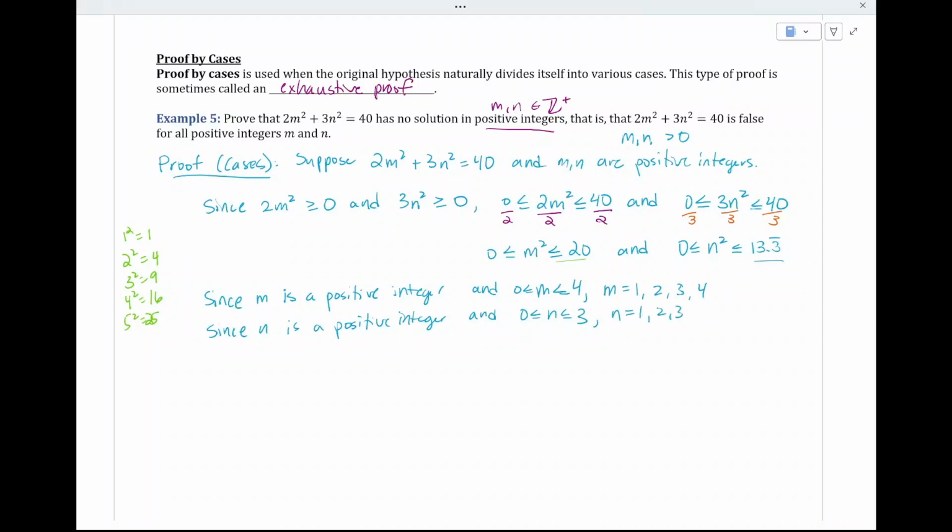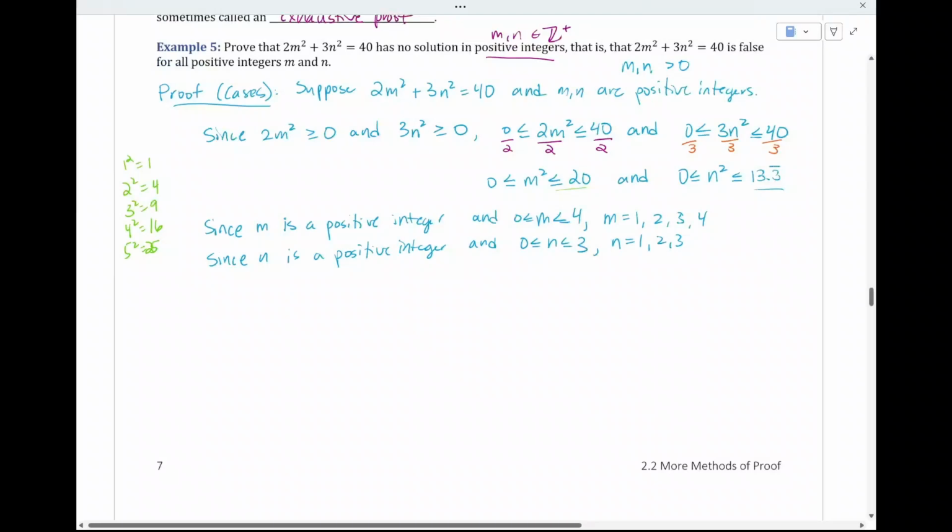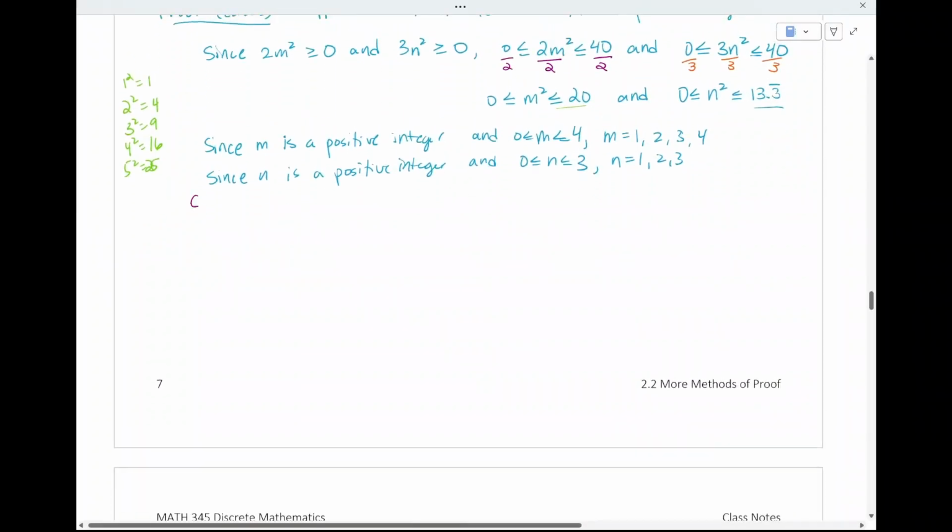So now we want to check every case. There'll be 12 things that we're going to check. We'll check what if m is 1 and n is 1? Then is this equation true? What if m is 1 and n is 2? Is this equation true? So we'll check every single combination, and those are all of our cases. So here we go. Check the cases. I'm going to make a big old table.